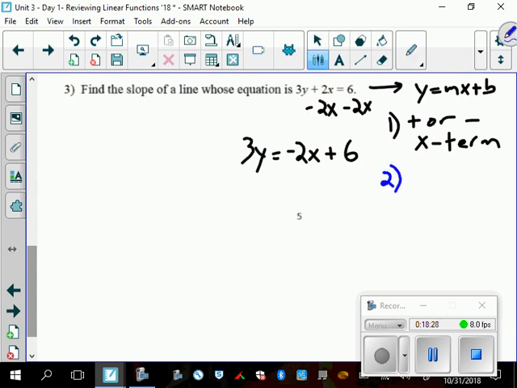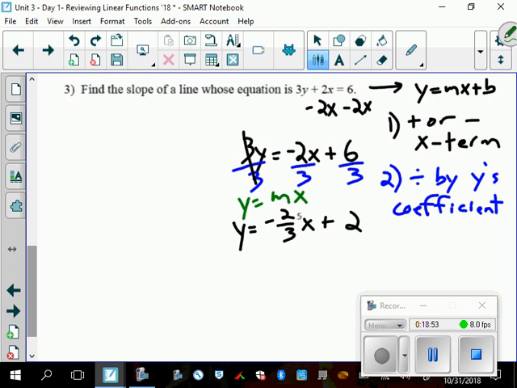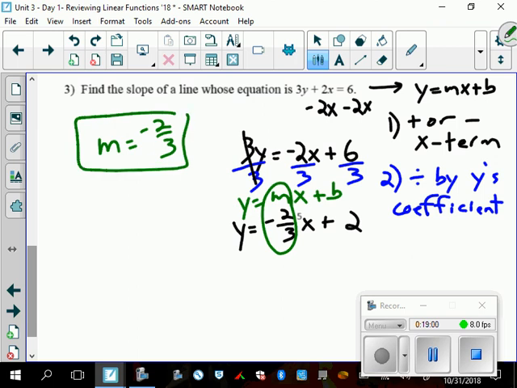And then second, I'm going to divide by y's coefficient, or whatever number is in front of the y value. And we have to divide each piece by that. Okay, and sometimes it bothers people that we're going to have a fraction. All right, usually we like slope to be a fraction because it's rise over run. So this has a slope of negative 2/3.